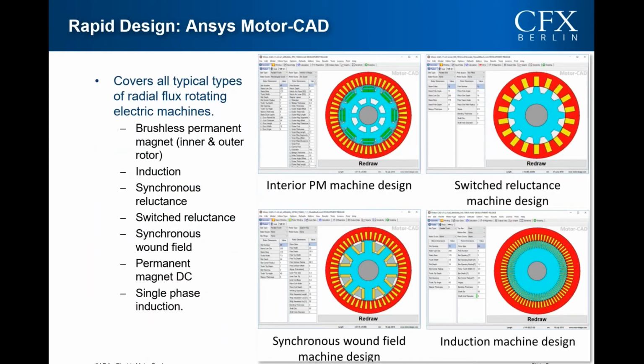MotorCAD can handle all typical types of radial flux rotating electric machines. A brushless permanent magnet with inner or outer rotor, induction machines, synchronous and switched reluctance motors, a synchronous wound field, permanent magnet DC, and single-phase induction machines. Some of the designs are shown here on the right-hand side of the slide.